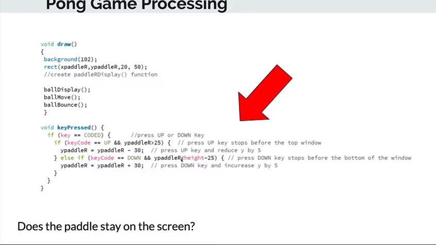And also, again, this will only allow you to do this. Else if key code is down, it'll only do it if paddle R Y is less than height minus 25. So again, same thing we were talking about before.